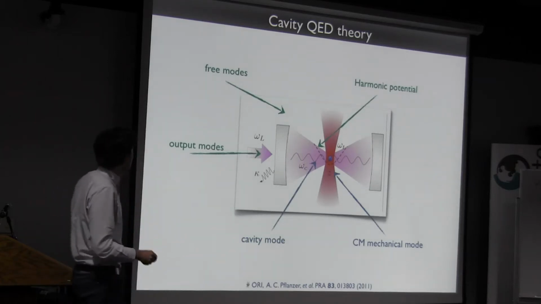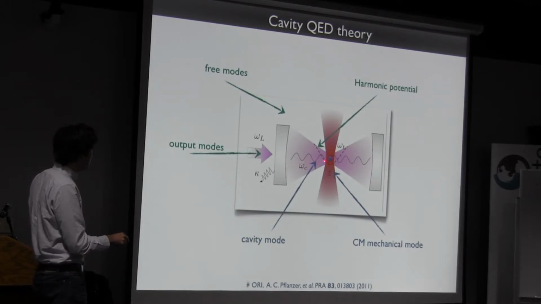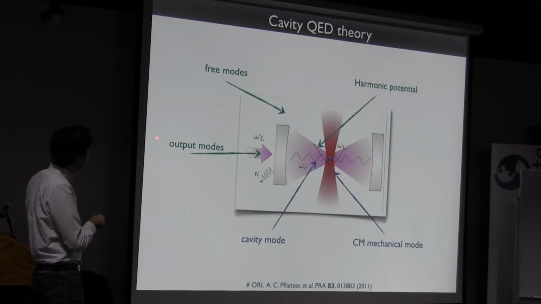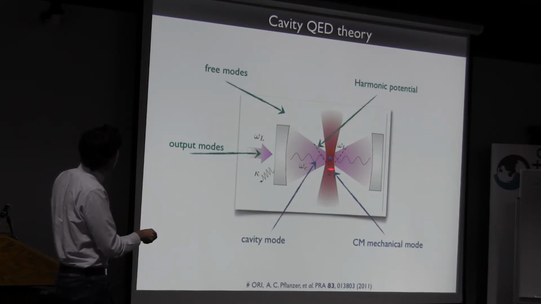So as we already discussed, basically the system is this one. You have here a sphere that is trapped with an optical tweezer. Then you have modes that you can use to drive the cavity along the axis. These are typically called output modes. Then you have the harmonic potential, which is created by this optical trap.